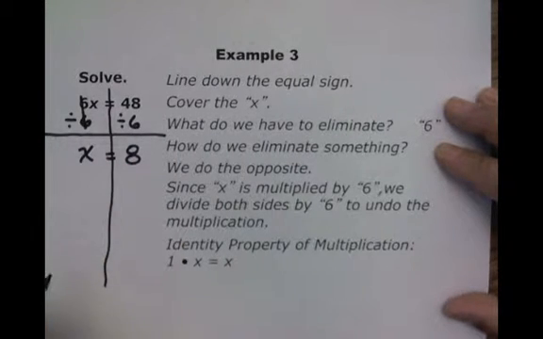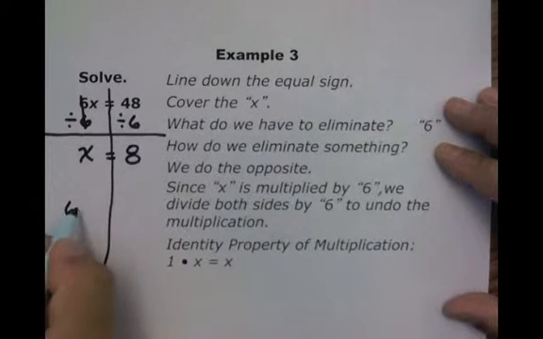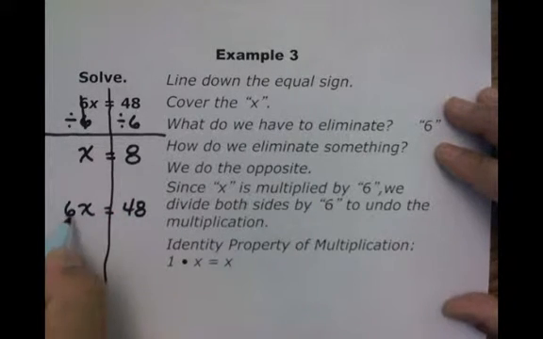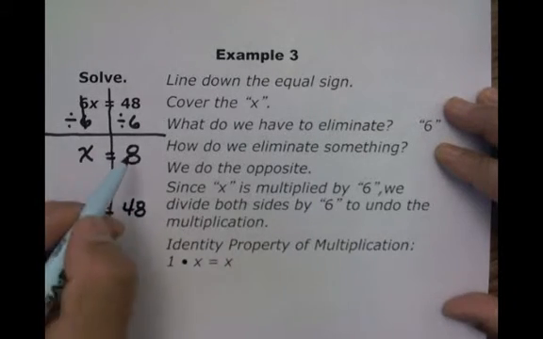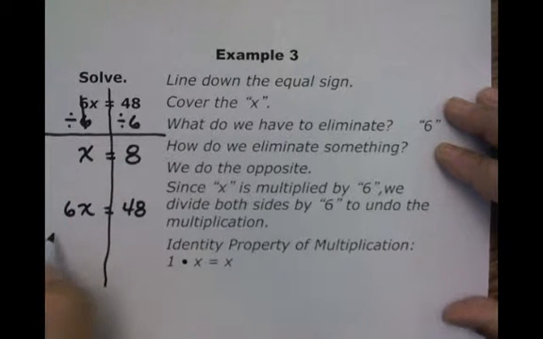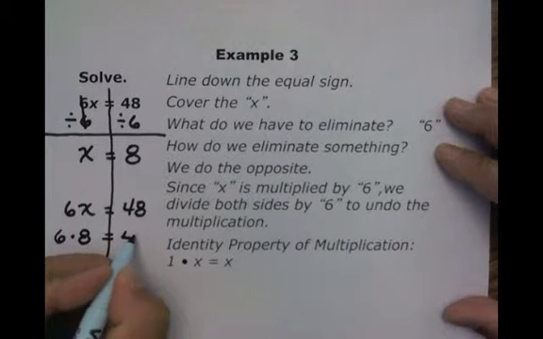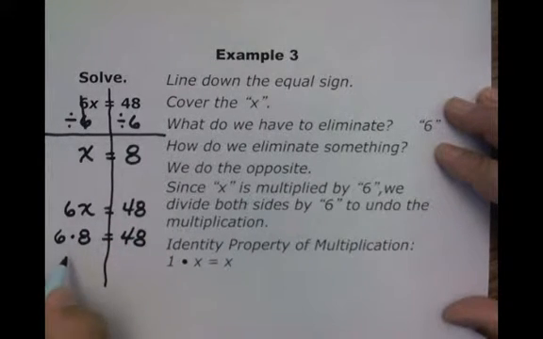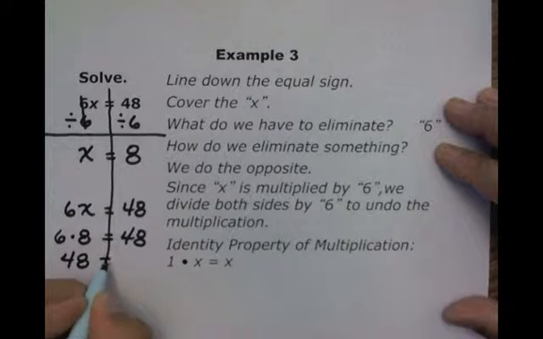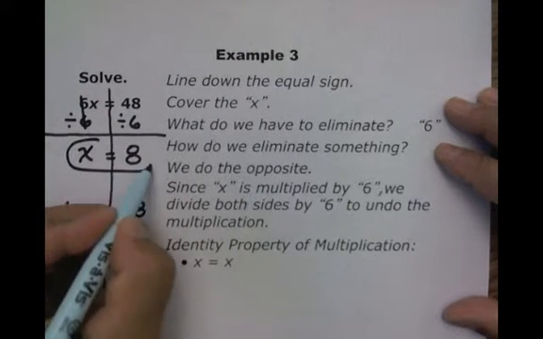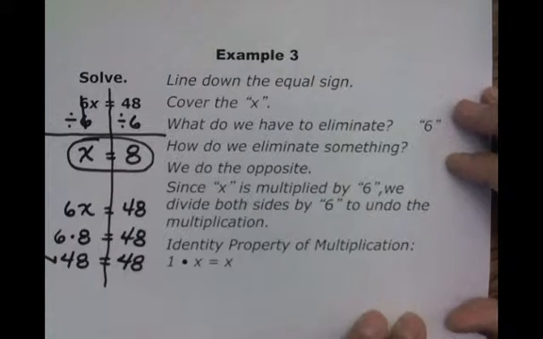And again, I'm going to check this, so I'm going to rewrite my equation, 6x equals 48. Remember, this means times, and I'm going to substitute 8 in for x. So that's 6 times 8 equals 48. And 6 times 8 is 48, and it is equal to 48, so that checks. So in the equation 6x equals 48, x is equal to 8.